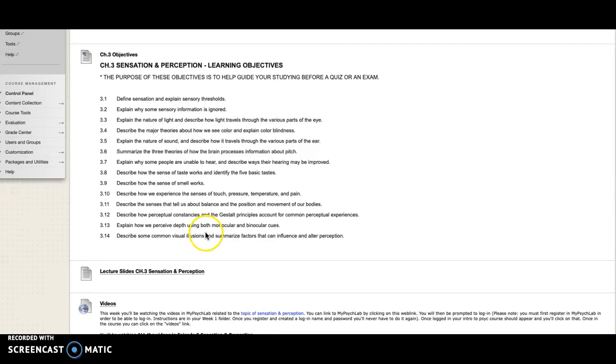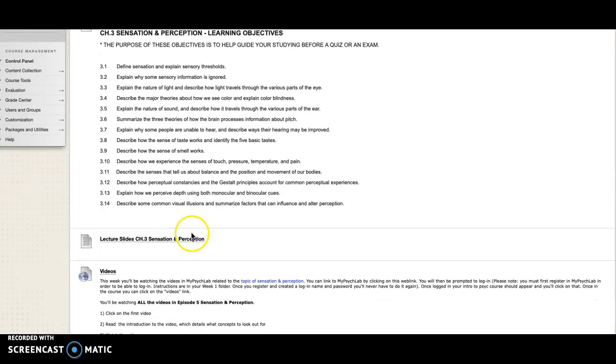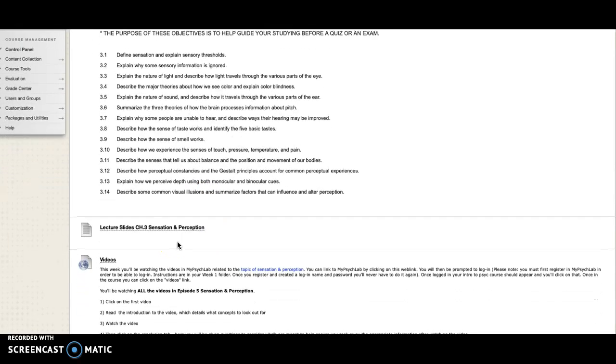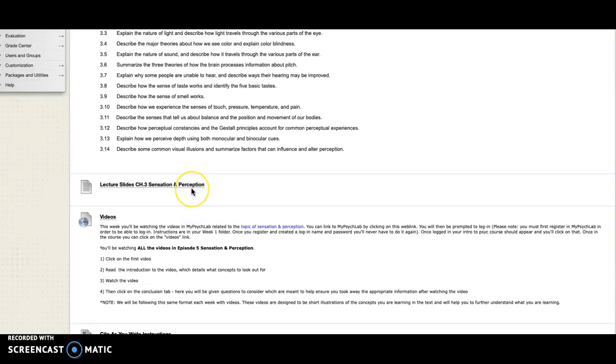So that's a good overview of the chapter. Your lecture slides are attached here. And again, those lecture slides often walk you through different exercises. So I suggest that when you're viewing the lecture slides, you view it in presenter mode. So it's a PowerPoint, and if you view it in presenter mode, it will let you do the little mini experiments that are embedded within.